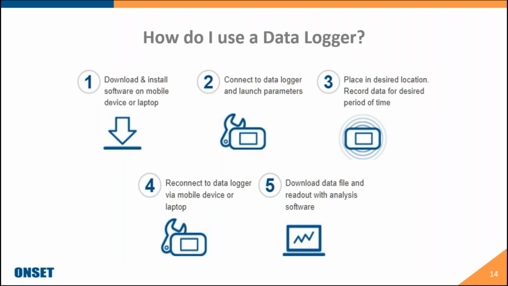So how do you use a data logger? It's really 5 easy steps. You simply download and install our software or app on a mobile device or laptop. From there, you connect the data logger to launch its parameters. That would be setting its logging interval, taking a reading once a minute, once every 5 minutes, once every 15 minutes, when you want the data logger to start recording, when you want it to stop, what to do when the memory fills up, things of that nature.